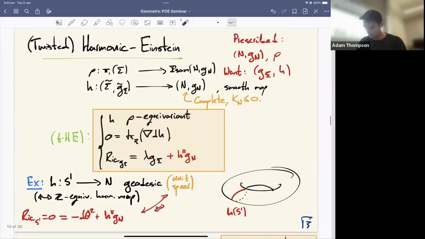Okay. So with the circle, we had the harmonicity, and then the equation for the metrics is just another manifestation of saying that this is a unit speed map. So it's a cute little thing to play with and show that. Yeah. So that is the twisted Harmonic-Einstein equation in general.